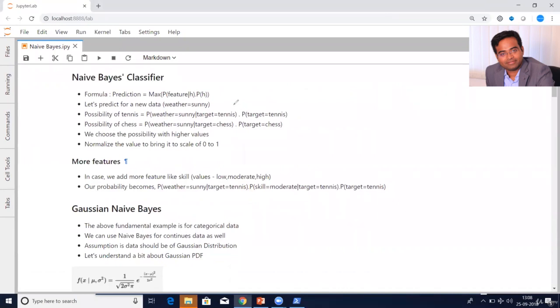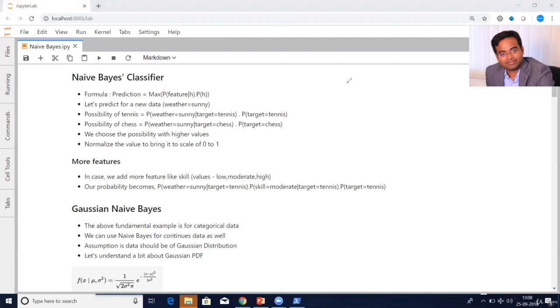Okay, so let's see now. Let's start with an assumption. Say, for the same data set, we want to predict the probability of a person playing tennis if the weather is sunny. What will that person do if the weather is sunny? Will he play tennis or chess? That's what we want to figure out. For that, we have to figure out the probability of each of the events, the probability of that person playing tennis versus the probability of that person playing chess. Whichever probability is higher, that will be our final verdict.